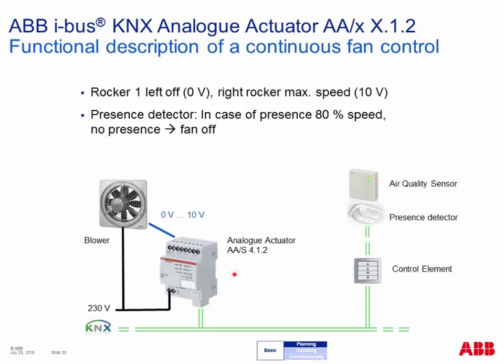So let's come to some planning examples, how you can use the analog actuator, how it can work, with a short functional description. Now we use it to control a blower. The blower needs additional operating voltage, for example 230 volt. The analog actuator receives a KNX telegram sent by a control element, presence detector or air quality sensor. It converts this KNX telegram into an analog signal, for example 0 to 10 volt, and depending on the signal, the speed of the fan is controlled without steps, continuously. This is one example of how we can use our analog actuator.